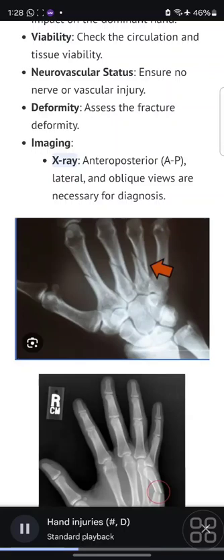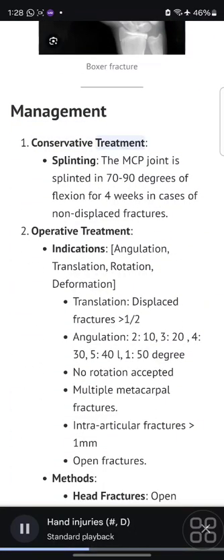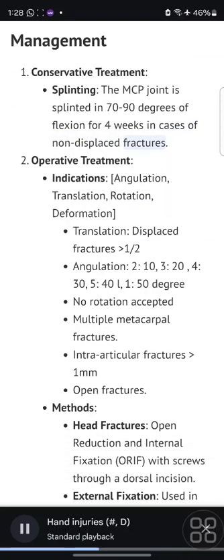Imaging. X-ray, anteroposterior, AP, lateral, and oblique views are necessary for diagnosis. Management. 1. Conservative treatment. Splinting. The MCP joint is splinted in 70 to 90 degrees of flexion for 4 weeks in cases of non-displaced fractures.